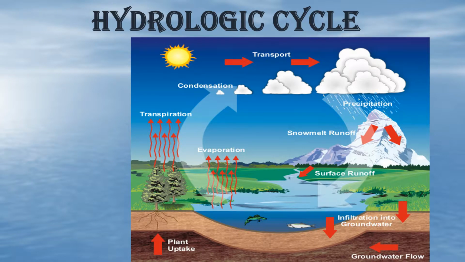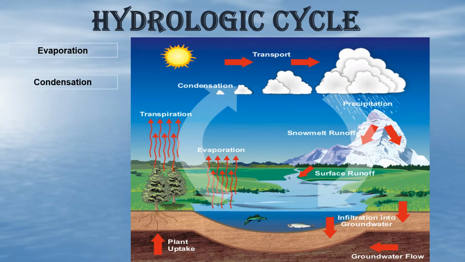This cycle can be broken down into 7 simple steps. First, evaporation. Water absorbs heat energy from the sun and turns into vapors. Water bodies like oceans, lakes, and rivers are the main source of evaporation. Through evaporation, water moves from the hydrosphere to the atmosphere.